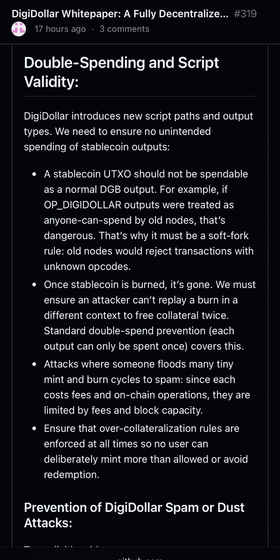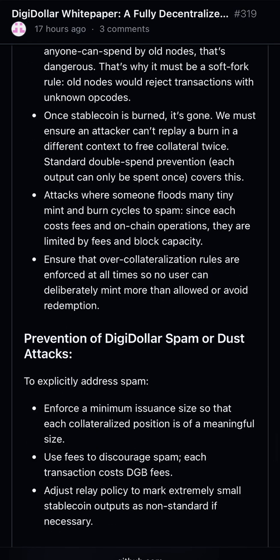Once stablecoin is burned, it's gone. We must ensure an attacker can't replay a burn in a different context to free collateral twice. Standard double spend prevention, each output can only be spent once, covers this. Attacks where someone floods many tiny mint and burn cycles to spam: since each costs fees and on-chain operations, they are limited by fees and block capacity.